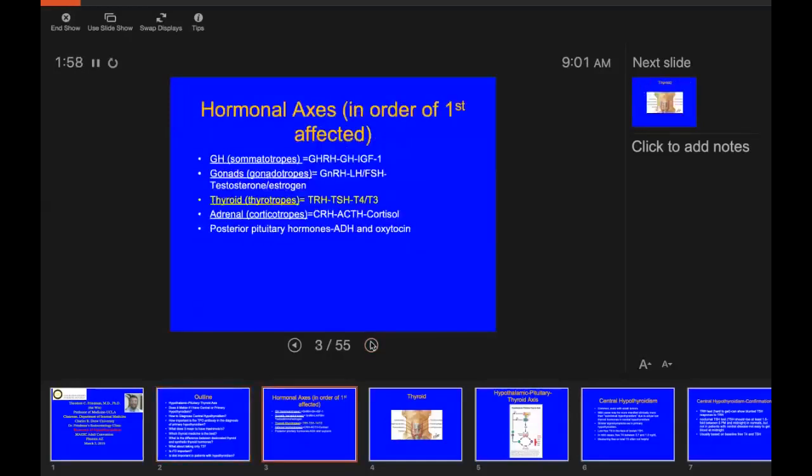The different axes of the pituitary, including the order of the first affected to the last affected. Growth hormone axis is the first affected. We'll talk about that in my lecture on acromegaly. The gonadal axis that regulates testosterone and estrogen is next. The thyroid axis, which we're talking about today, is made by the pituitary cells called the thyrotropes. This axis has TRH from the hypothalamus, TSH from the pituitary. The thyroid makes T4 and T3. The adrenal axis is the most preserved, also made by the pituitary corticotropes, the CRH, ACTH, and cortisol axis. You usually have to have extensive pituitary damage to have this affected. And the last axis is the posterior pituitary hormones, antidiuretic hormone and oxytocin.